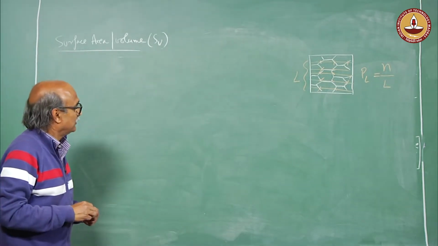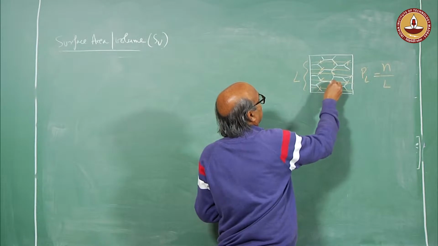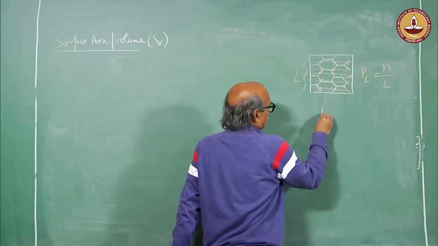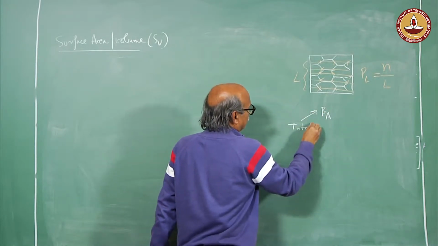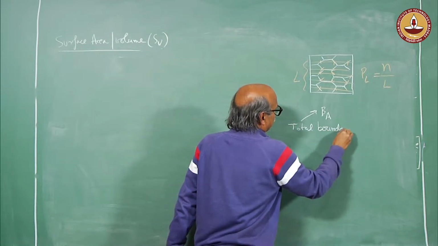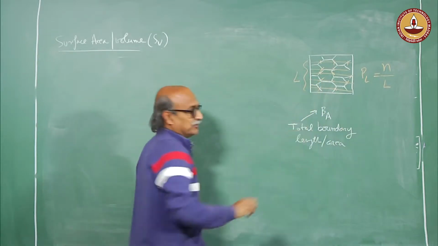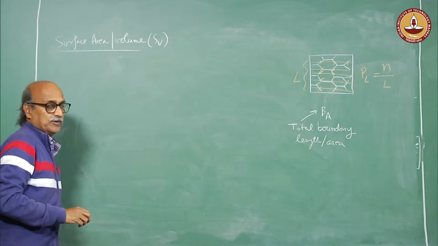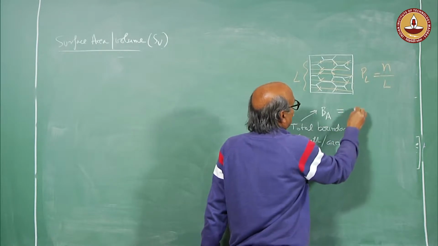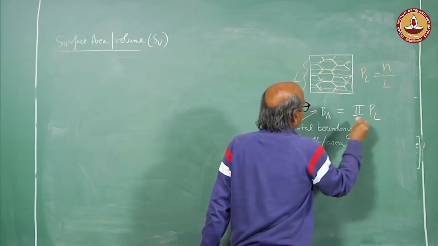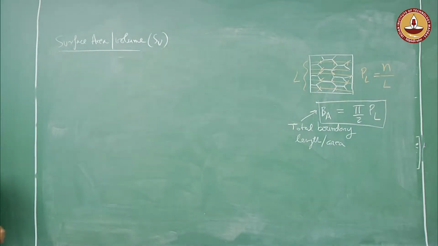That was simply, the relationship was simply written that the total boundary length per unit area is given by this relation. Now, we will see how we get this particular relationship.